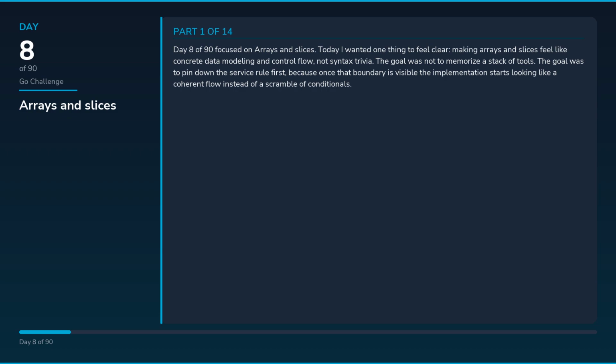Day 8 of 90 focused on arrays and slices. Today I wanted one thing to feel clear: making arrays and slices feel like concrete data modeling and control flow, not syntax trivia. The goal was not to memorize a stack of tools. The goal was to pin down the service rule first, because once that boundary is visible, the implementation starts looking like a coherent flow instead of a scramble of conditionals.